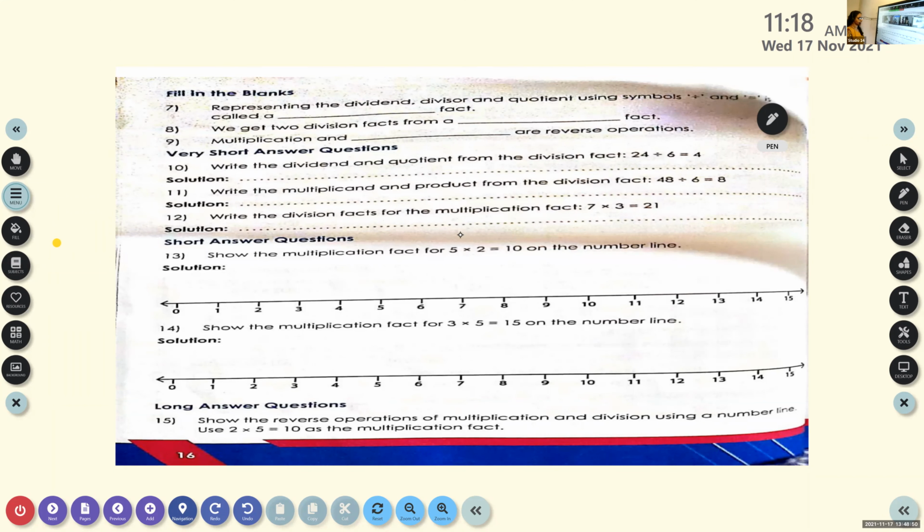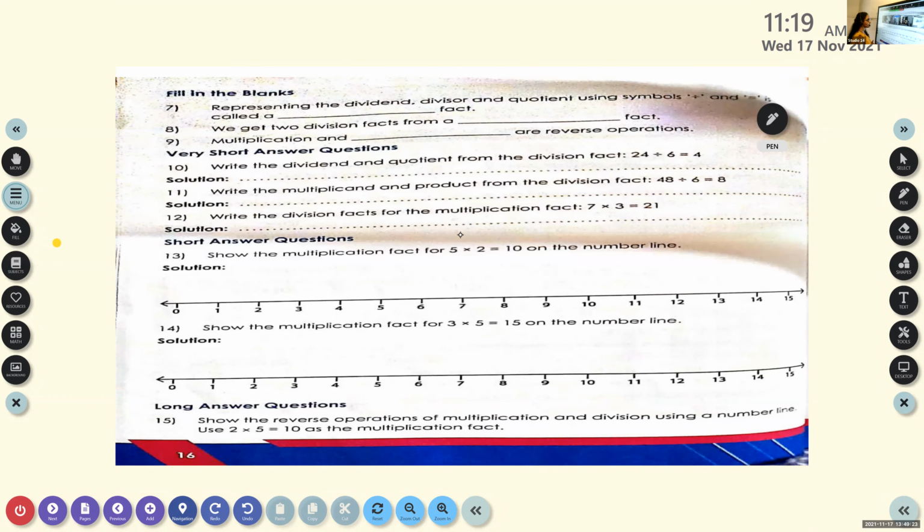Two number lines are given on the other side, on the next page. On the first number line, you have to draw the multiplication fact. Using the multiplication fact, you have to draw the answer and everything over there. The second one is for the division fact. Okay. So the question is 2 into 5 is equal to 10.